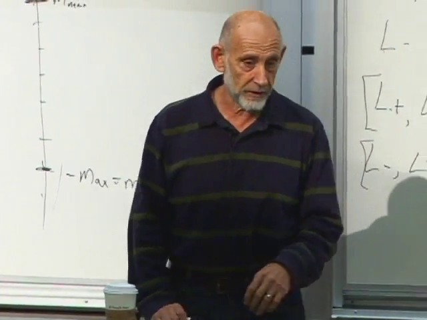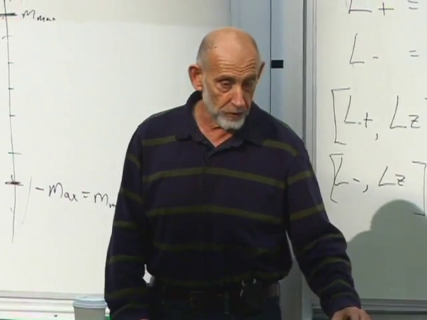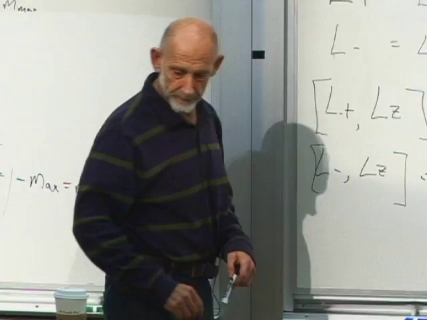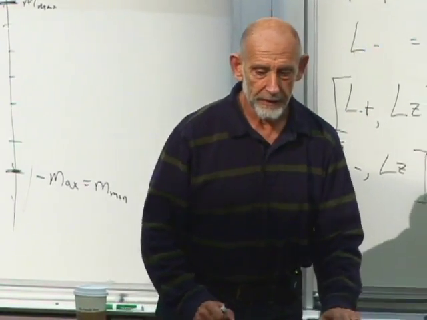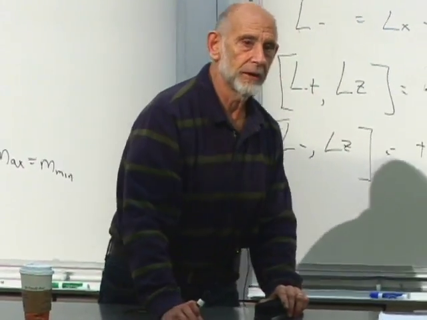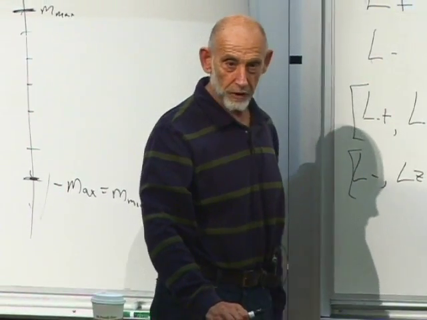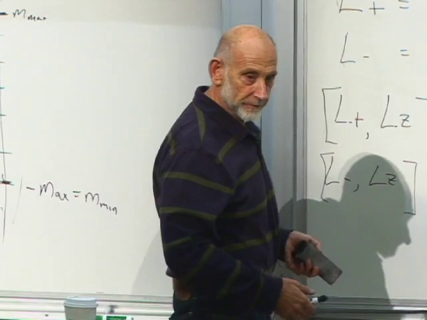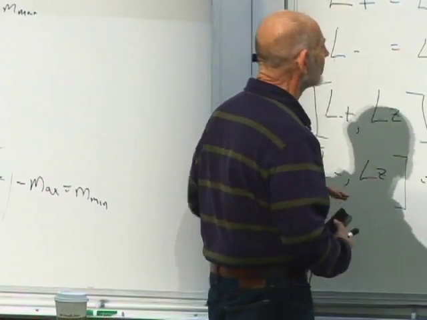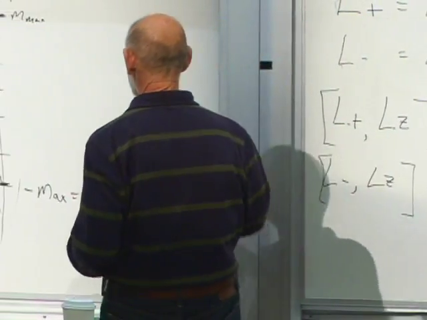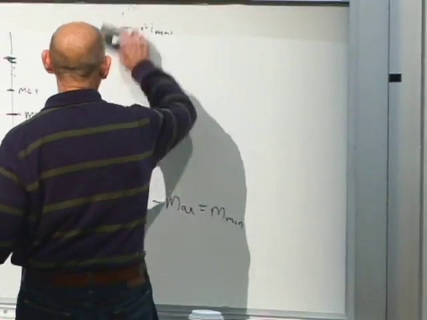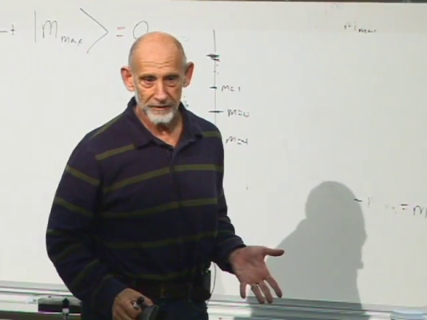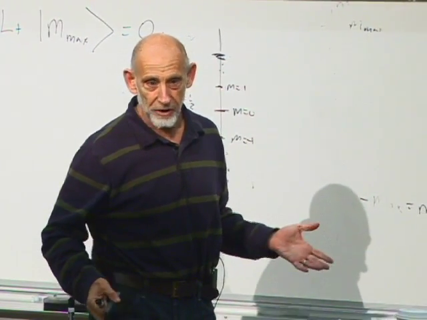So all right, let me tell you what's true. Instead of the absolute value, let's take the sum of the squares of the components and see what we can find out about that. I'm going to try to do it without my notes. Let's take L squared. You might think that L squared is just m max squared. That would make sense, right?